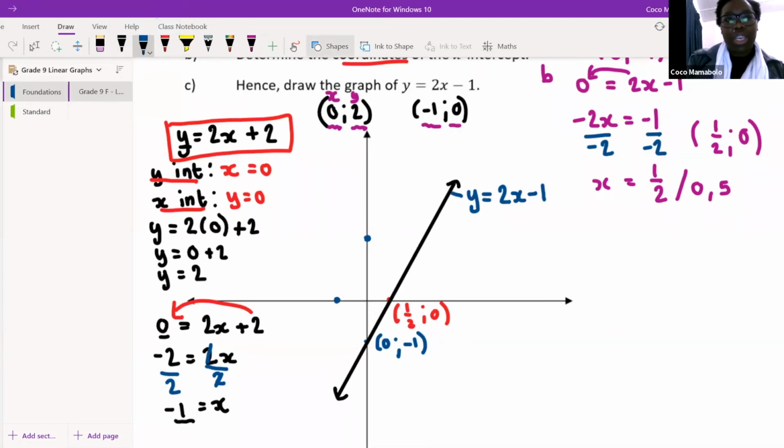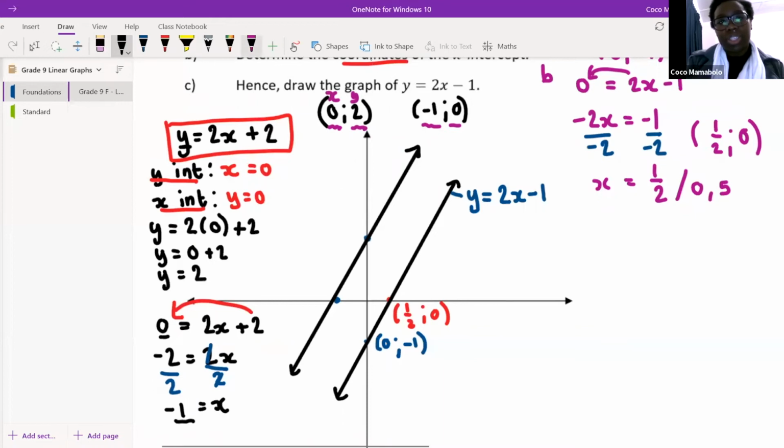And then I'm just going to take a ruler and join these 2 points like that. Ta-da! Join them just like that. Add arrows at the end. And as Precious said, we must always label y is equal to 2x plus 2.